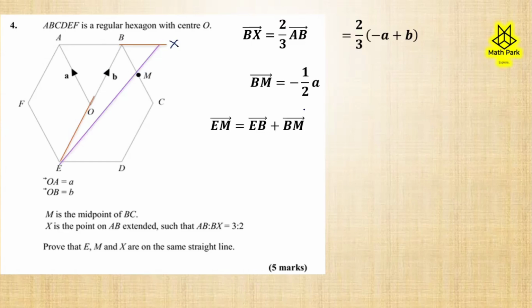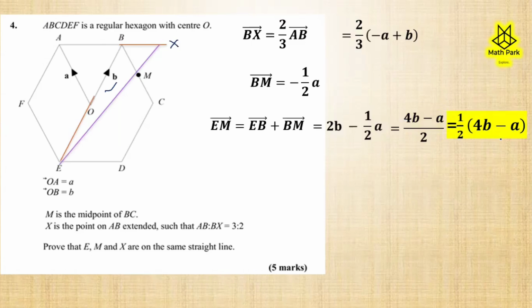We found BM, now we need to find EM. Now EM is equal to EB plus BM. So we focus on this particular triangle. EB is going to be twice B and BM we have now calculated, which is minus half A. Now let us simplify this. So 2 times 2 is going to be 4B minus A upon 2. If you take half common here, you get half in bracket 4B minus A.